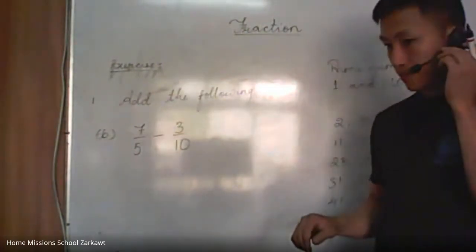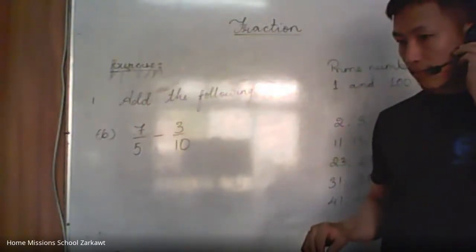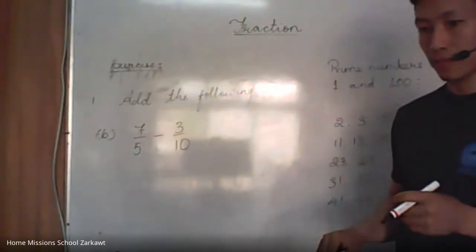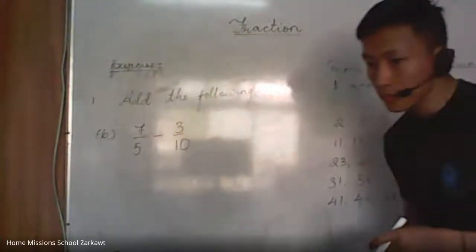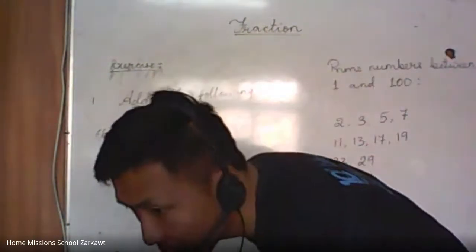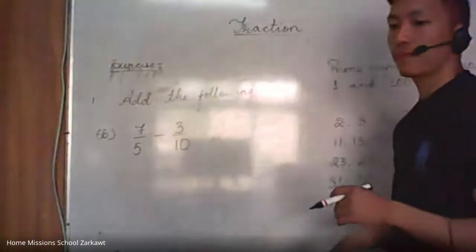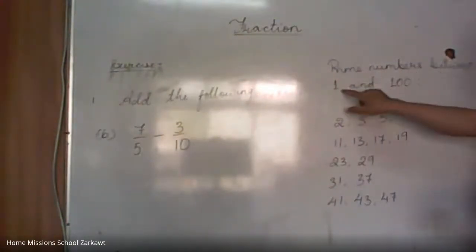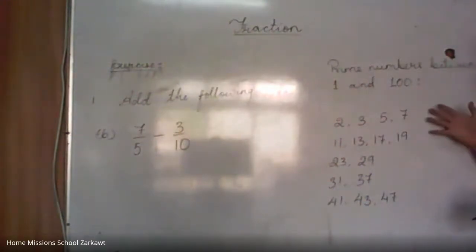Have you finished? Does anyone finish? Okay, I'm still waiting for you. You don't have to be in a hurry. You still have 2 minutes. And after that, write down prime numbers between 1 and 100. Okay. You have to learn. You have to be familiar with prime numbers between 1 and 100.